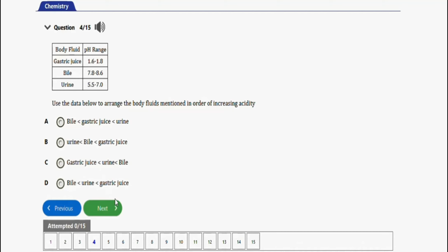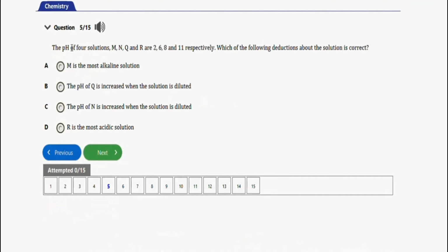Next question will be this one. It says the pH of 4 solutions are given respectively. Which of the following deductions about the solutions is correct? M is the most alkaline solution. No. The pH of Q increases when the solution is diluted. No. The pH of N increases when the solution is diluted. R is the most acidic solution. So the right option will be option C. The pH of N increases when the solution is diluted.